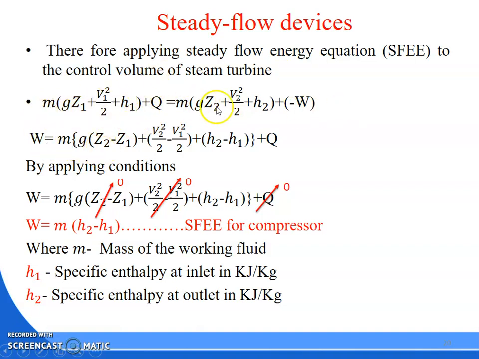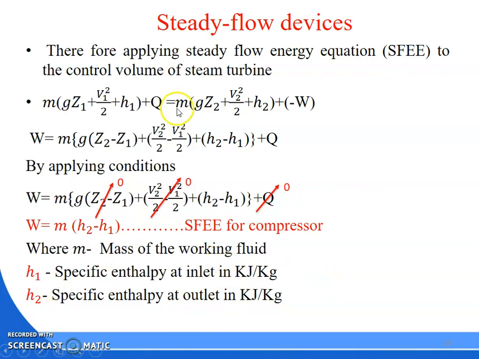So m into (g(Z2 minus Z1) plus V2 square by 2 minus V1 square by 2 plus H2 minus H1) minus Q. By applying the conditions, Q is equal to 0, V1 is equal to V2 so V2 square minus V1 square is equal to 0, Z1 is equal to Z2 so Z2 minus Z1 is equal to 0. So what we get? W is equal to m into (H2 minus H1). That is the steady flow energy equation for the compressor, where m is the mass, H1 is the specific enthalpy at the inlet, and H2 is the specific enthalpy at the outlet.